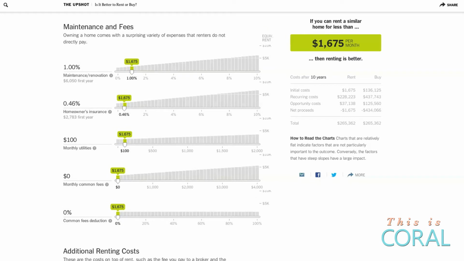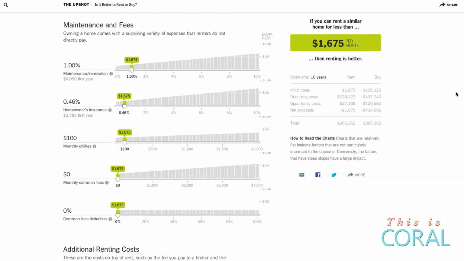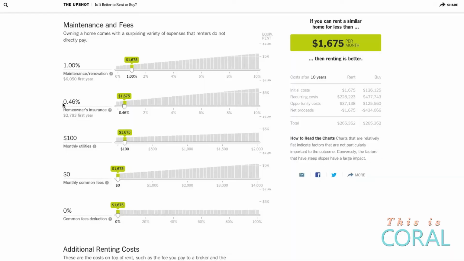Okay, so next we just have to estimate some things about the house that we're going to buy. And again, usually this information will be posted somewhere on a listing if you've got a listing for the house that you're looking to purchase. But these are also things that you can kind of estimate. So things like your maintenance and renovation, I would usually say 1% every single year of the value of your house is likely going to cost you just to stop a leaking pipe. So for our example, I'm going to use 1% for maintenance and repair, 0.46% for the homeowner's insurance. I'm going to use $300 for monthly utilities, and I'm not going to add any condo fees.